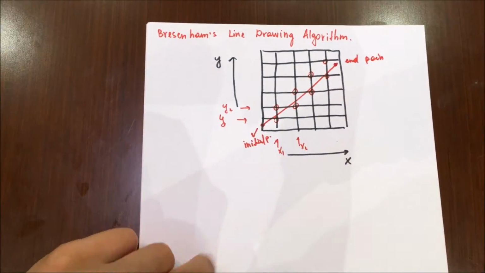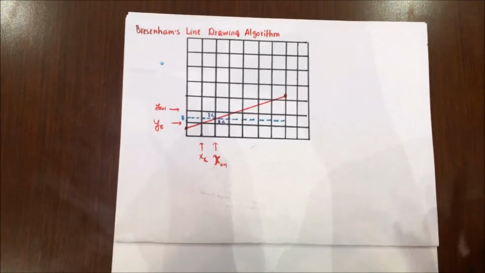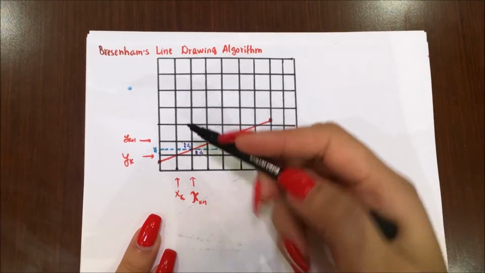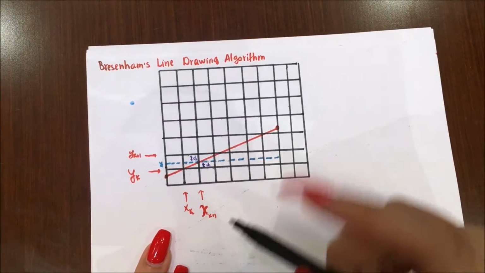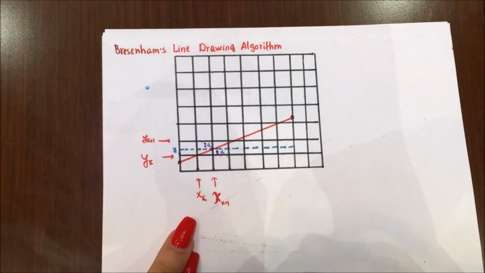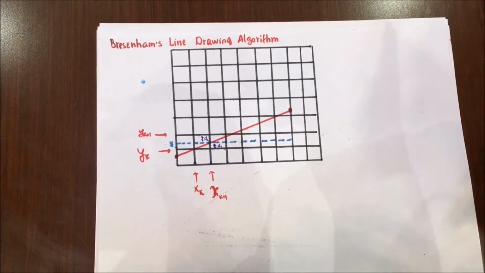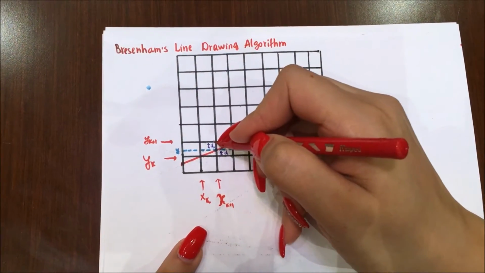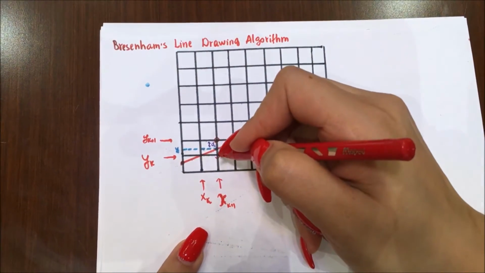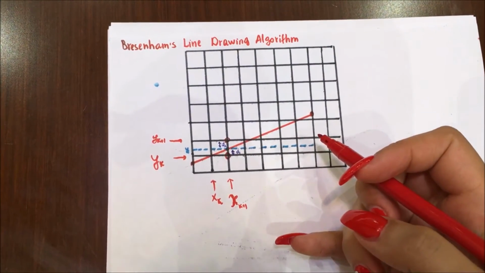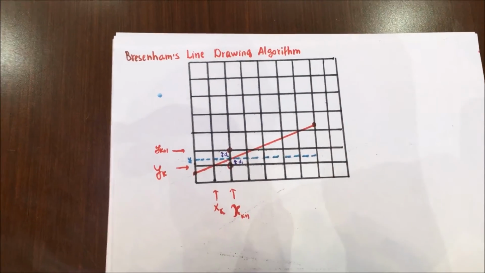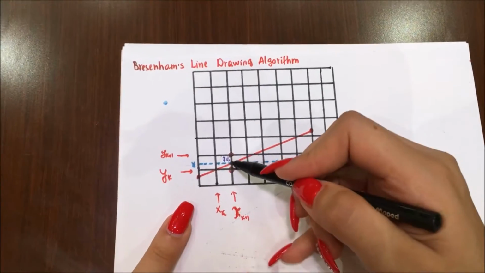Now let's draw a line on screen. When the slope is less than 1, the x-coordinate will change with unit interval. It means that at every iteration, the next coordinate of x will increase by 1. In this case, the computer should calculate the y-coordinate. The intercept point will be between yk and yk plus 1. The computer should decide yk or yk plus 1, whichever pixel is nearest to the intercept point.